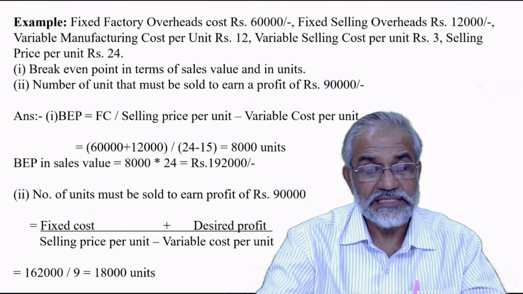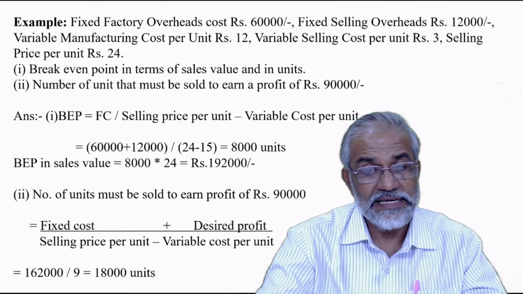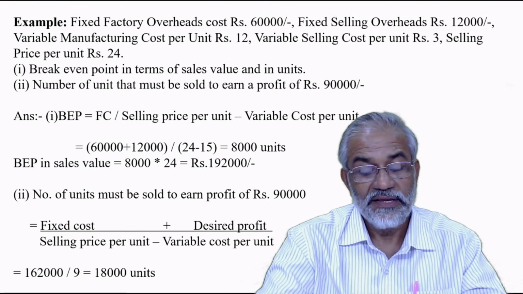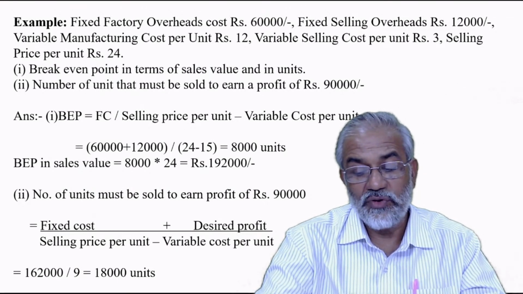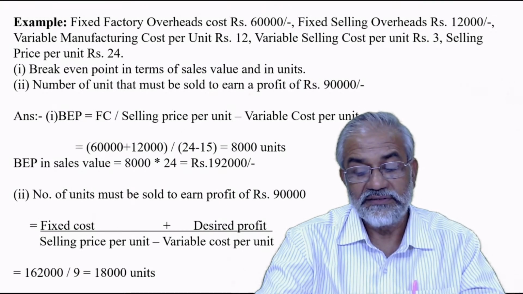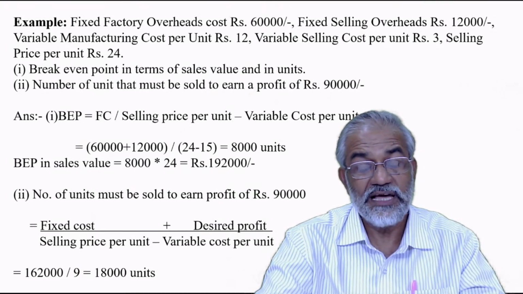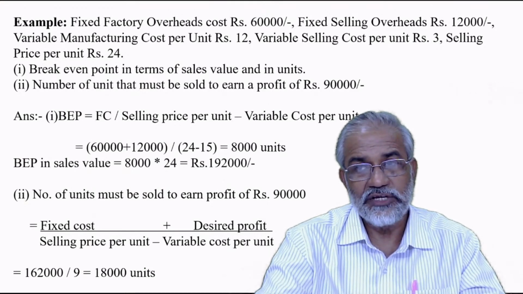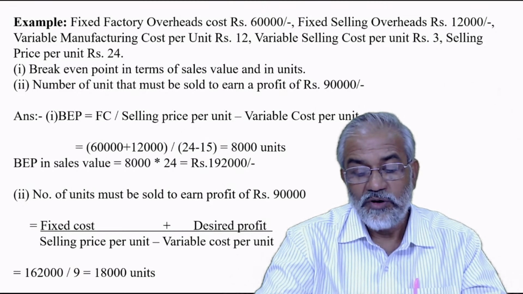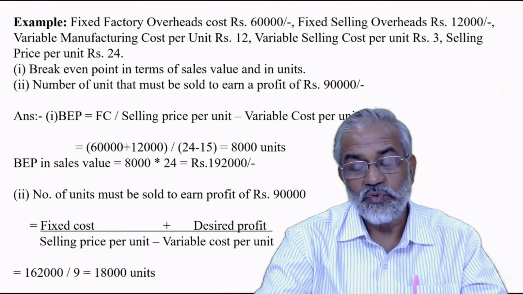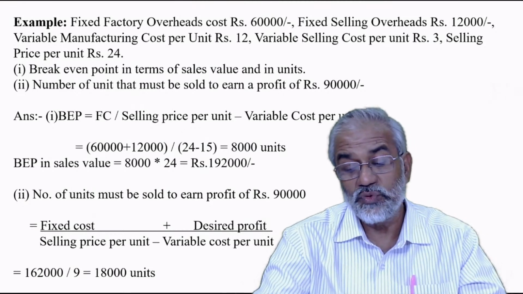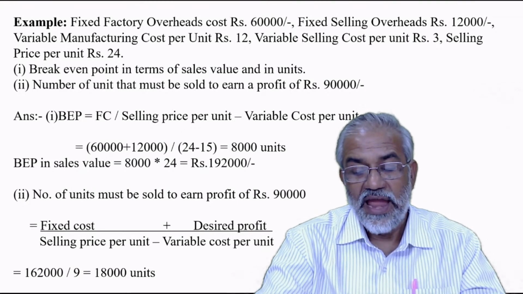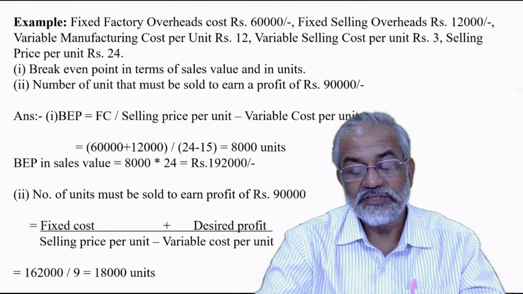That means your sales or your revenue would be exactly in excess of 90,000 than that of your total cost. You can check out. For 18,000 units, the variable cost would be 18,000 into 15. It is coming to 2,70,000. And the fixed cost is 72,000 in respect of factory overhead and selling overhead. So the total cost would be 2,70,000 plus 72,000, it would be 3,42,000. And the profit is 90,000.